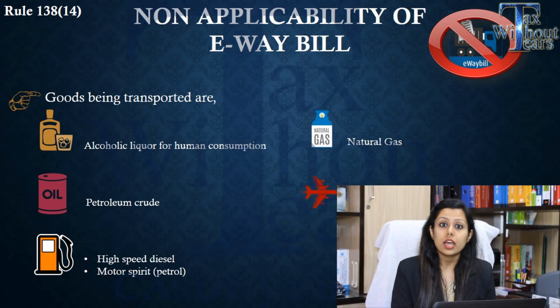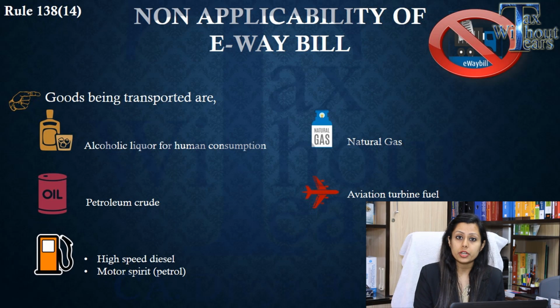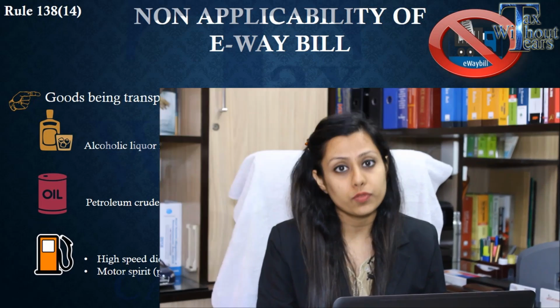Next, the goods transported are alcoholic liquor for human consumption, petroleum crude, high-speed diesel, motor spirit petrol, natural gas or aviation turbine fuel. That means in all these cases also you are exempted from e-way bill.